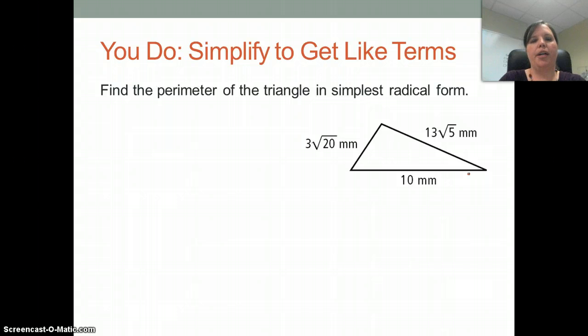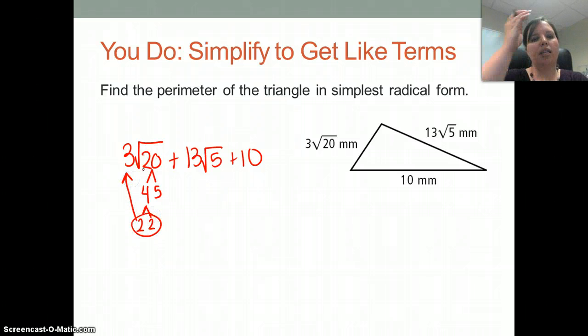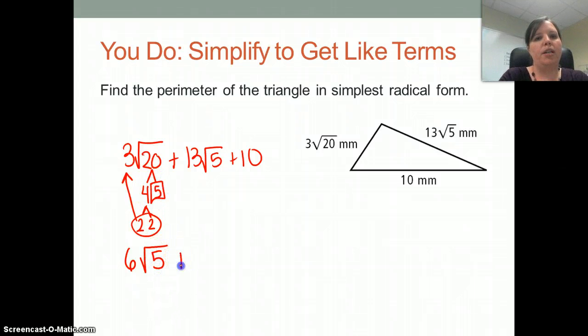Finding the perimeter of the triangle means you're taking all the values here and adding them together. Right now it looks like there's no like terms, but let's check out if you can simplify. So 20 is 4 and 5. 4 is 2 and 2. So it looks like I've got a pair of 2's that's going to leave this square root. So since there's a 3 already out there, we multiply those two together. And there was a 5 left on the inside that didn't pair up with anything. So it's 6 root 5, 13 root 5, and 10.